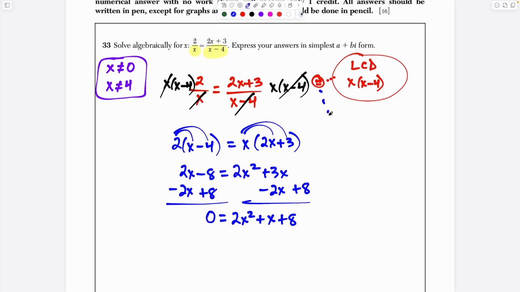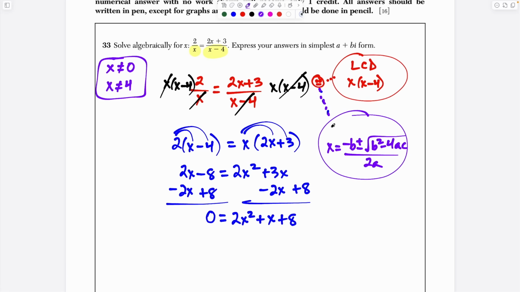From here, I'm thinking of the quadratic formula. The quadratic formula tells us x equals negative b plus or minus the square root of b squared minus 4ac, all over 2a. When we're in the form 0 equals quadratic, I can identify my a, b, and c values. My a value is my coefficient of x squared, which is 2. My b value is equal to 1, and my c value is equal to 8.